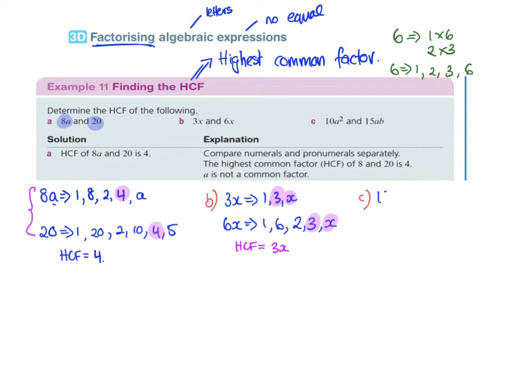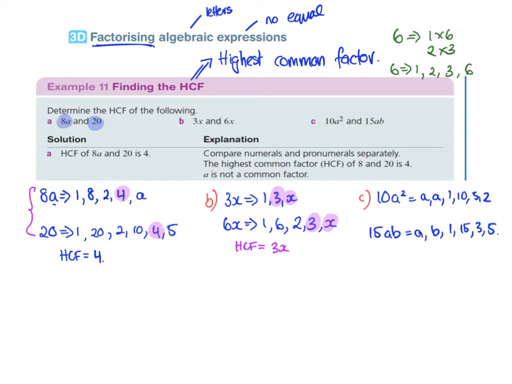We've got 10a squared. If you think about a squared, a can be like a times a. What are other factors of 10? I'm going to say 1 and 10 because we can do that one all the time. What about other factors? 2, good. 5 and 2. All right, what about 15ab? I'm going to say a and b are factors, and 1 and 15. What are other factors of 15? 3 and 5, good.